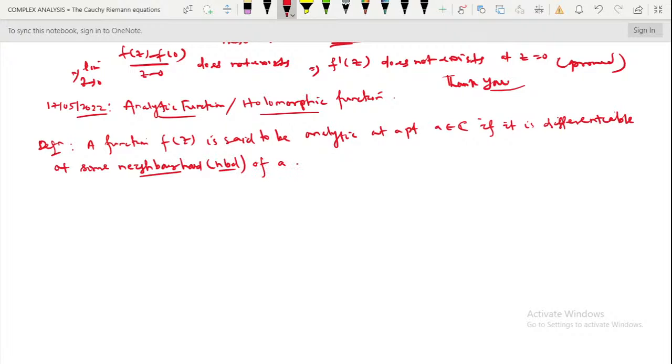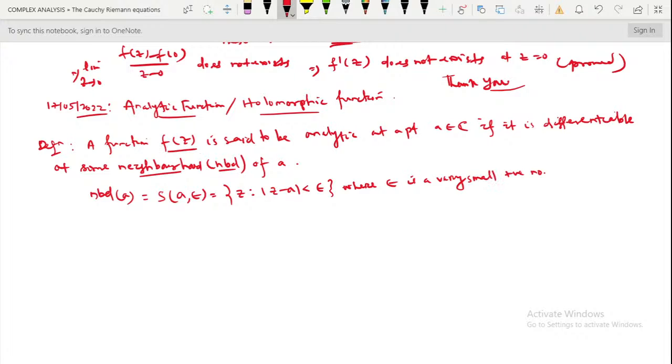So what is the neighborhood of A? Neighborhood of A means I can say this is S of A comma epsilon. This contains those z such that |z minus A| is less than epsilon, where epsilon is a very small positive number. So we can say f of z is analytic at a point A belongs to C, which means A is a complex number.